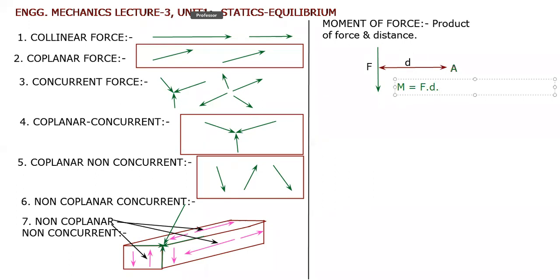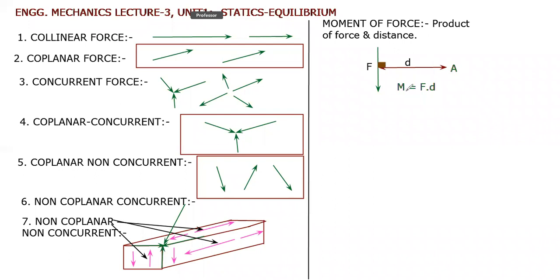This distance is perpendicular. So remember this thing, that this distance is perpendicular. If this distance is perpendicular, then only your moment will be calculated correctly. Otherwise, not. So moment here is equal to force multiplied by the distance at which you want to calculate the moment.